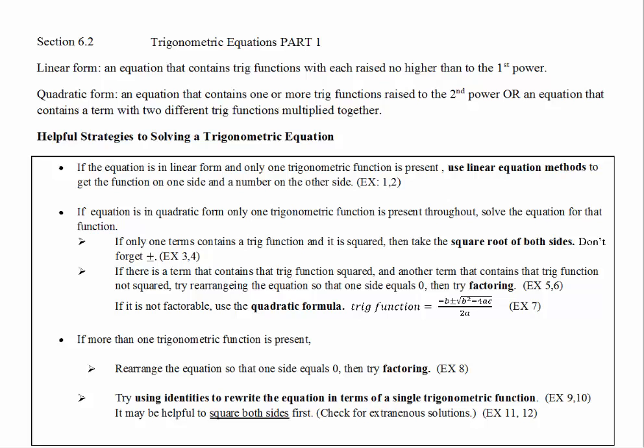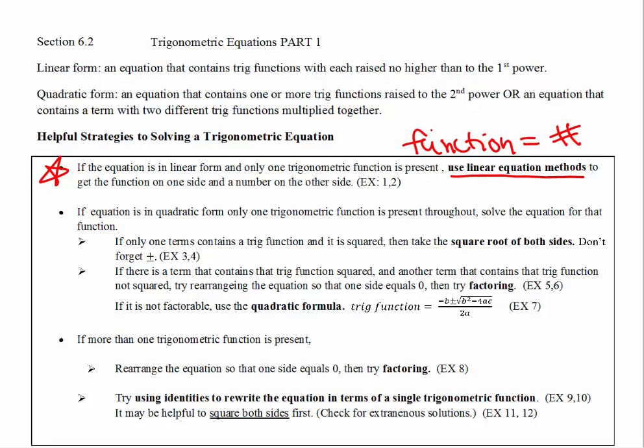If the equation is in linear form and only one trig function is present, then we will use linear equation methods to get the function on one side and a number on the other side. Essentially, our whole goal for solving trig equations is to get the function on one side and a number on the other side.